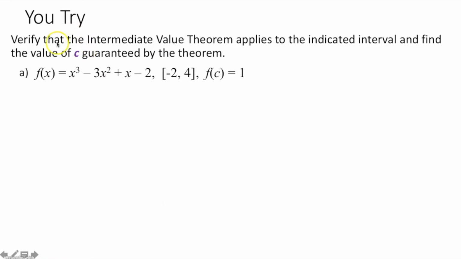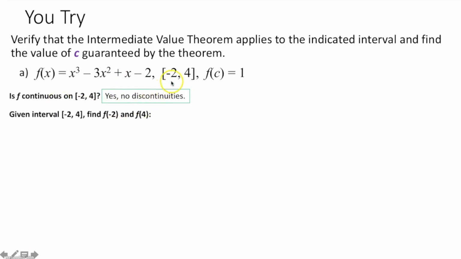So we're doing the same thing here. First, we want to verify that the intermediate value theorem applies to the indicated interval. So the first thing we need to do is figure out, is our function continuous on this closed interval? If it's not continuous, if there's a hole or an asymptote on this interval, you can just automatically say the intermediate value theorem does not apply because the function is not continuous. But since we have a cubic function that has no holes or asymptotes, we can say yes, our function is continuous on this interval, and we can move on.